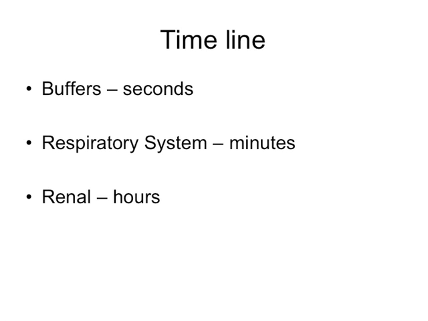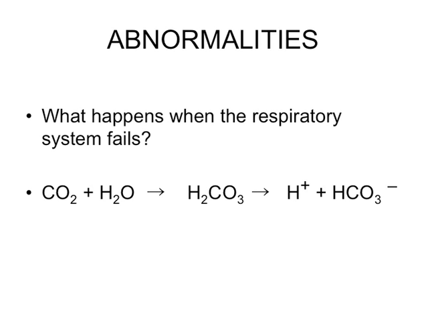Now we're only going to say a few more things about acid-base balance. Let's look at some abnormalities of acid-base homeostasis. Well, we've already talked about this one. What happens when the respiratory system fails?